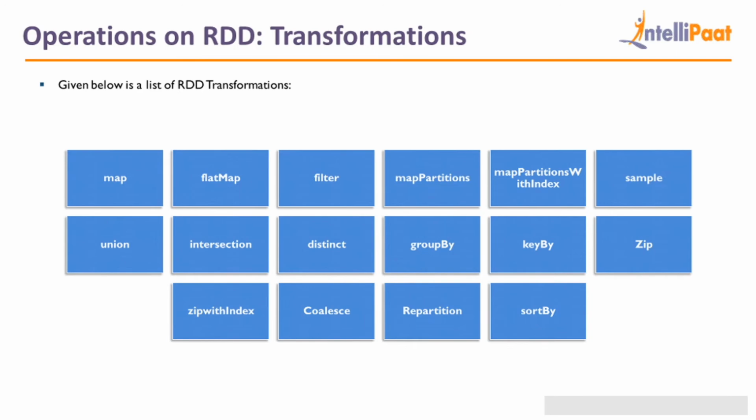So if you're coming from a data analytics or data science background, some of these terms might be familiar to you, like union, intersection, distinct, group by, key by. Even from an SQL background, you might be somewhat familiar with this. So in Spark, we can run these same operations on RDDs as well.